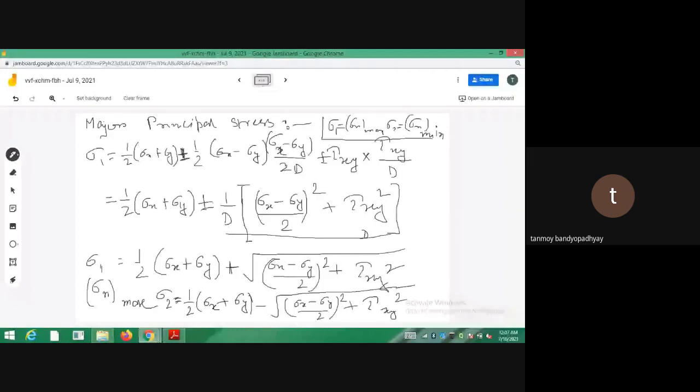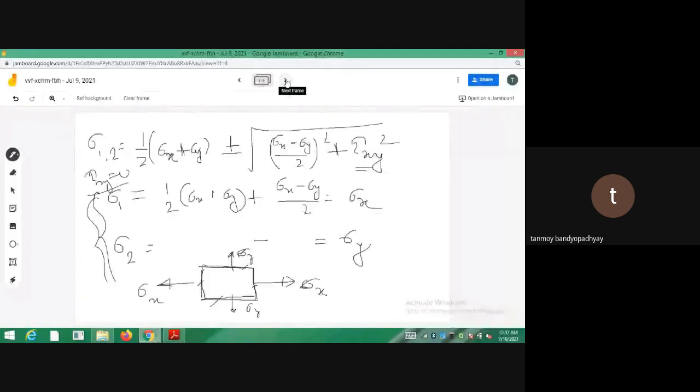So sigma 1 is the major principal stress, sigma 2 is the minor principal stress. Okay. Next is something someone was asking about the last day: suppose the problem is where I am only given sigma x and sigma y of the biaxial stress system. I am not given any tau xy.